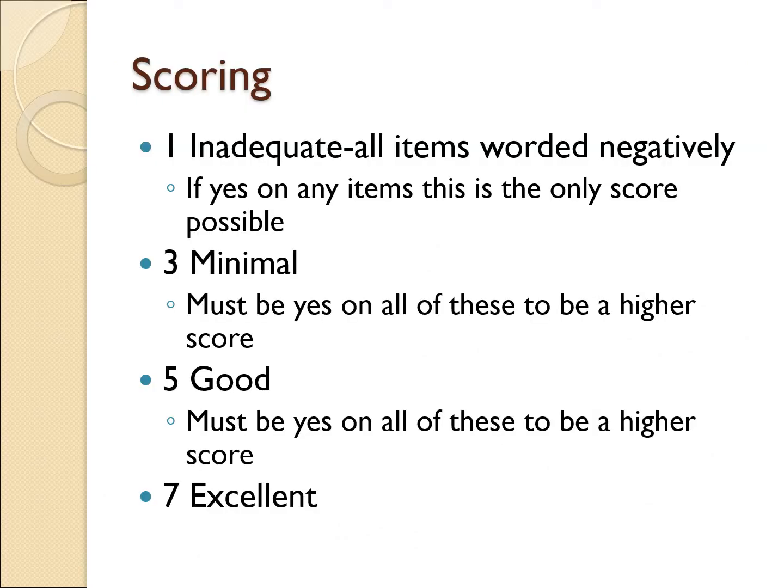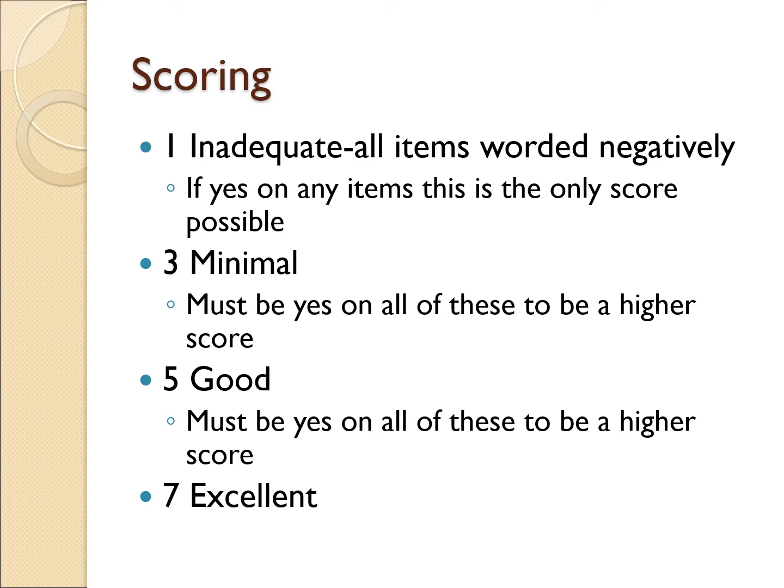And so with the scoring, as we mentioned, in column 1 all of the items are worded negatively, and if there's a yes on any of the items, then this is the only score possible. The second column is numbered 3, and that's minimal, which just means it's the minimum amount we'd want to see. And that needs to be scored yes on all of these to be a higher score, or to move on to a higher score.